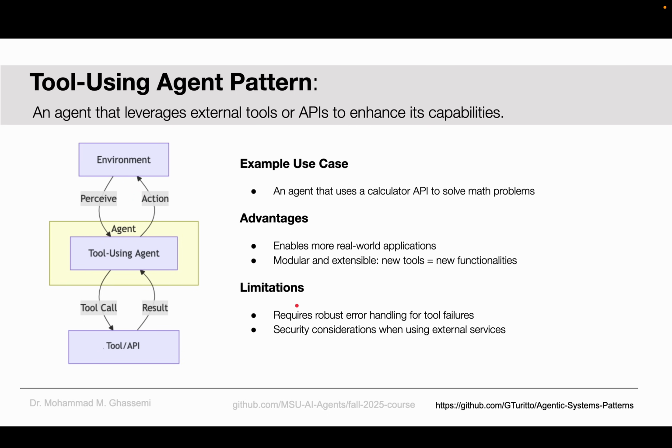The limitations are, of course, that you have to have a system in place for error handling when the tools fail. These APIs, some of them might be under your control. It could be a database that you own, but some of them may not be. It might be a third-party API that you call from the Weather Channel. And if that fails, you need a way for the agent to be aware of the failure and either go to a backup tool or respond back to the user that, hey, I couldn't respond because there was an error.